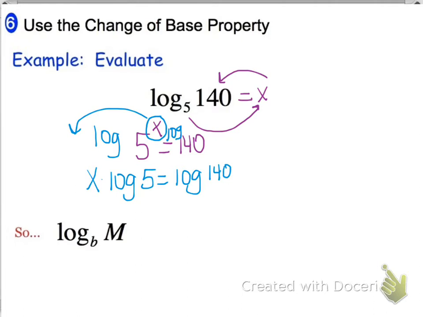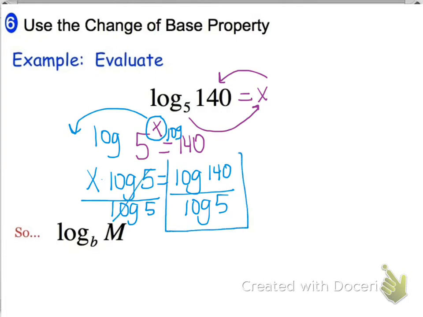Now remember, the goal is to solve for x to get the x alone. So all I have to do right now is divide both sides by the log of 5. And that tells me if I grab my calculator, those will cancel out, and I punch in the log of 140 divided by the log of 5, that would be what the answer is to the log base 5 of 140.